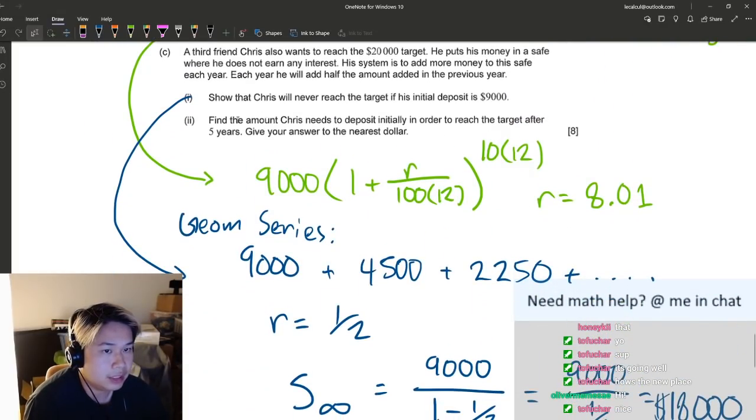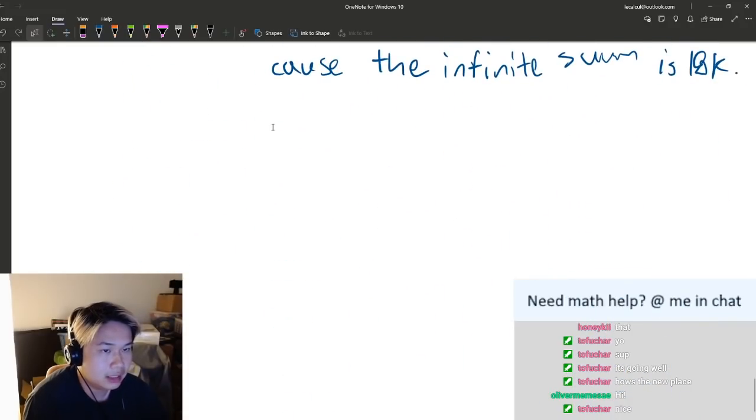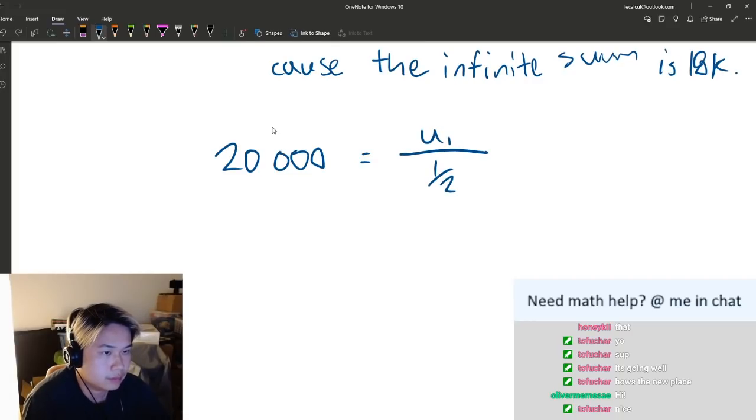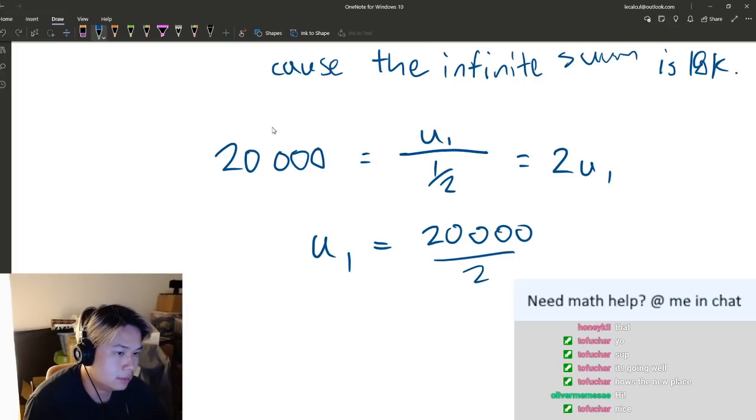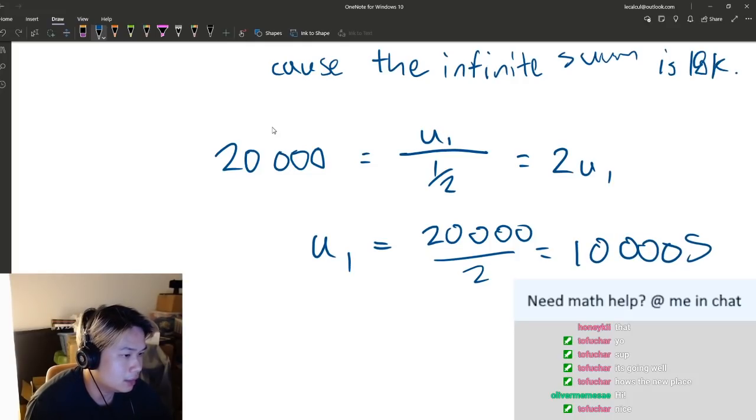Okay, and then find the amount Chris needs to deposit at the beginning so that he reaches his target. So now, in other words, we need to solve this equation. Which is pretty straightforward. You just take 20,000 and then you divide it by 2. So Chris is at a little disadvantage, even though he is an immortal. He needs to have $10,000 at the beginning.